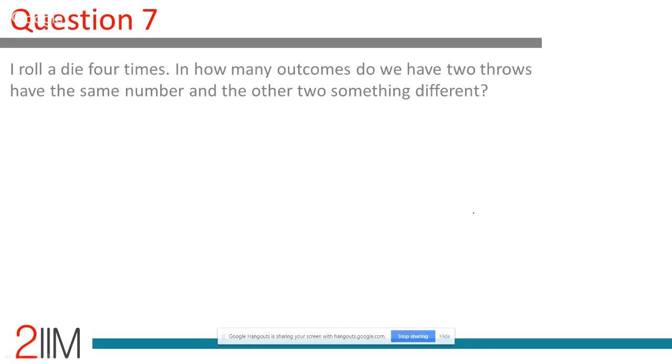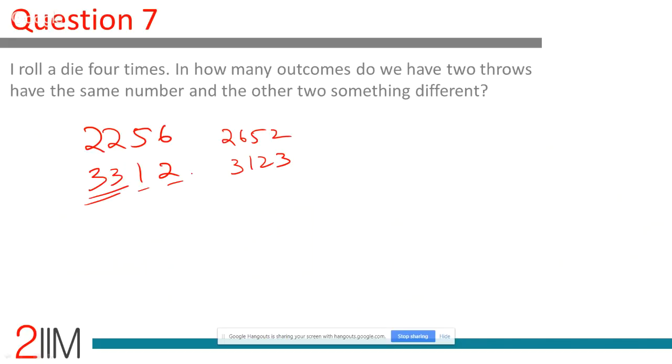I roll a die 4 times. In how many outcomes do we have 2 throws that have the same number and the other 2 something different? In all of the die questions, it is very vital to write down a few outcomes so that you know what you are counting. And so we are effectively saying we'll count 2, 2, 5, 6. Two throws have the same number, two have something different. We count 3, 3, 1, 2. We'll also count 3, 1, 2, 3. We'll also count 2, 6, 5, 2. Two throws same, the other two something different.